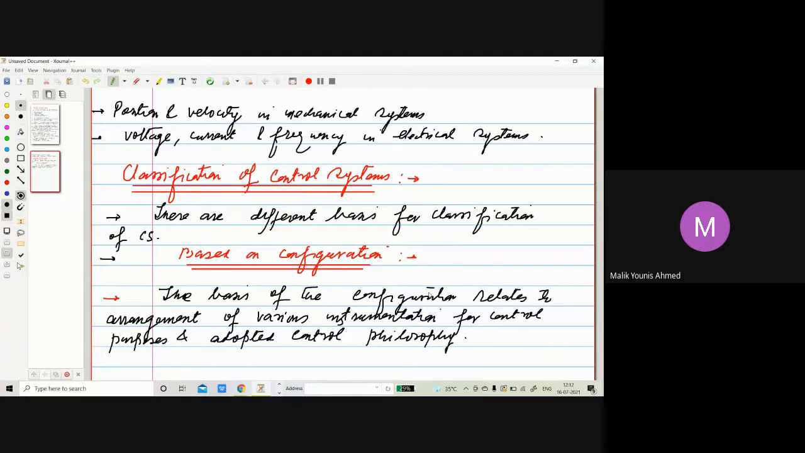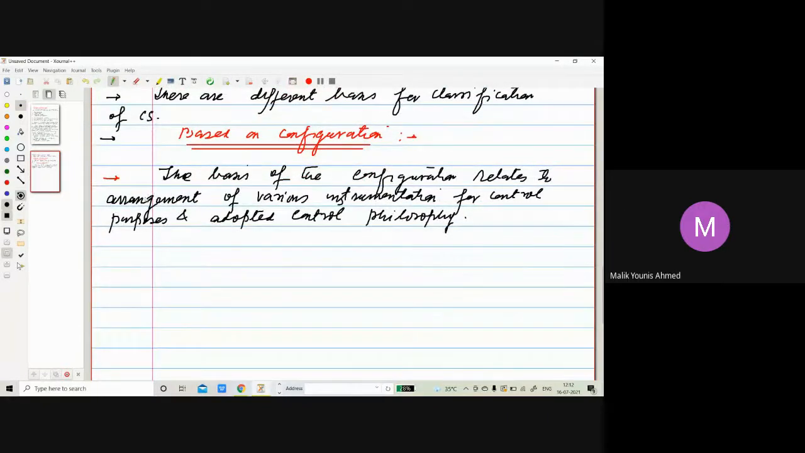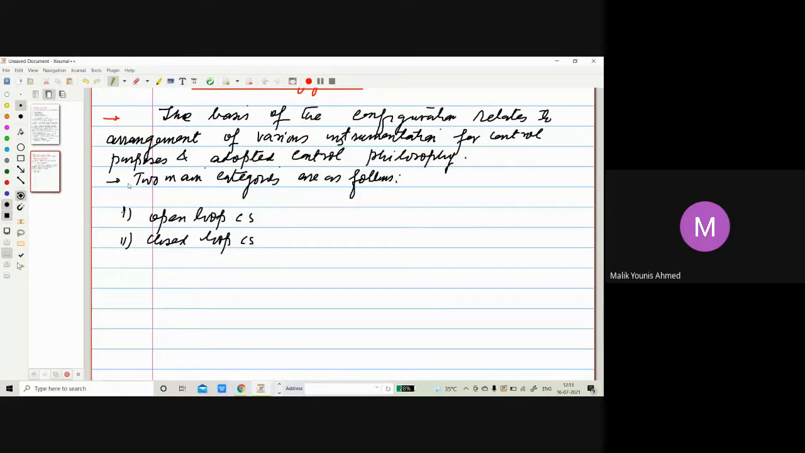Okay, so what is the configuration? Based on configuration, what we will arrange are instruments, how we are going to arrange the instruments for control purpose, and then what is the type of methodology in control system we are going to apply. So two main categories are described below. There are two main categories as follows. Number one is an open loop control system and number two is a closed loop control system. So the two classifications are based on the configuration. The main purpose you have to remember is how we arrange the instruments for control purpose, and second, what type of philosophy we are going to adopt.